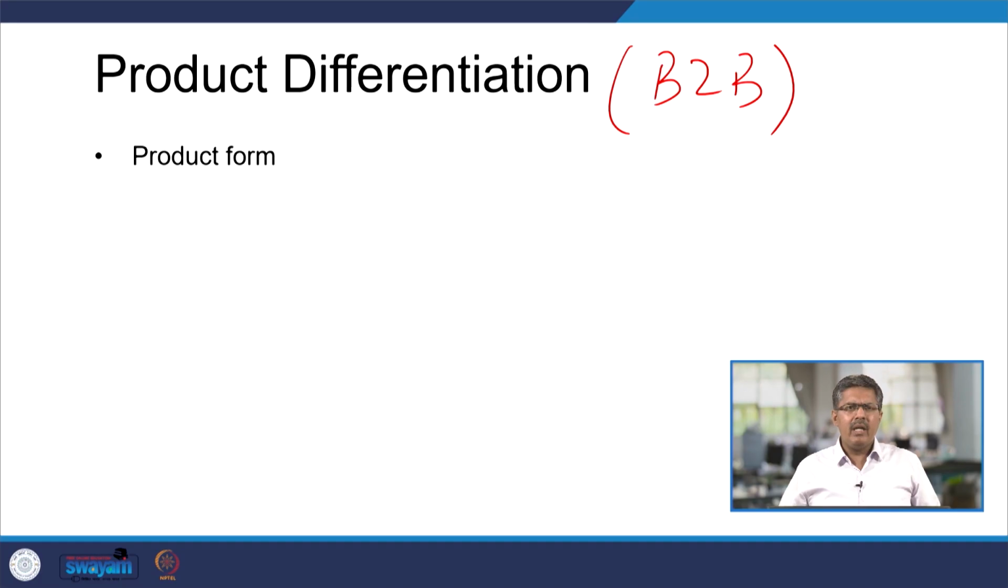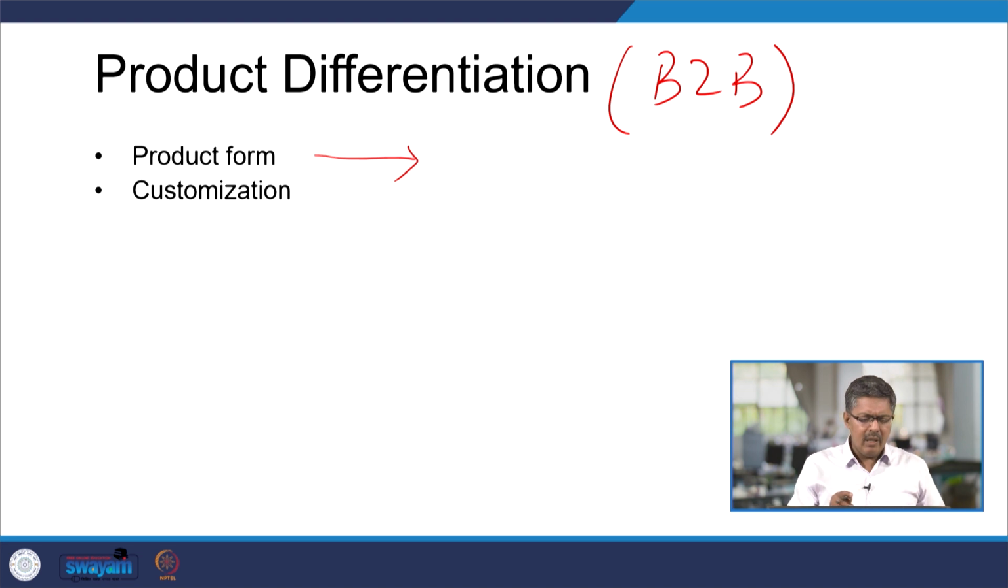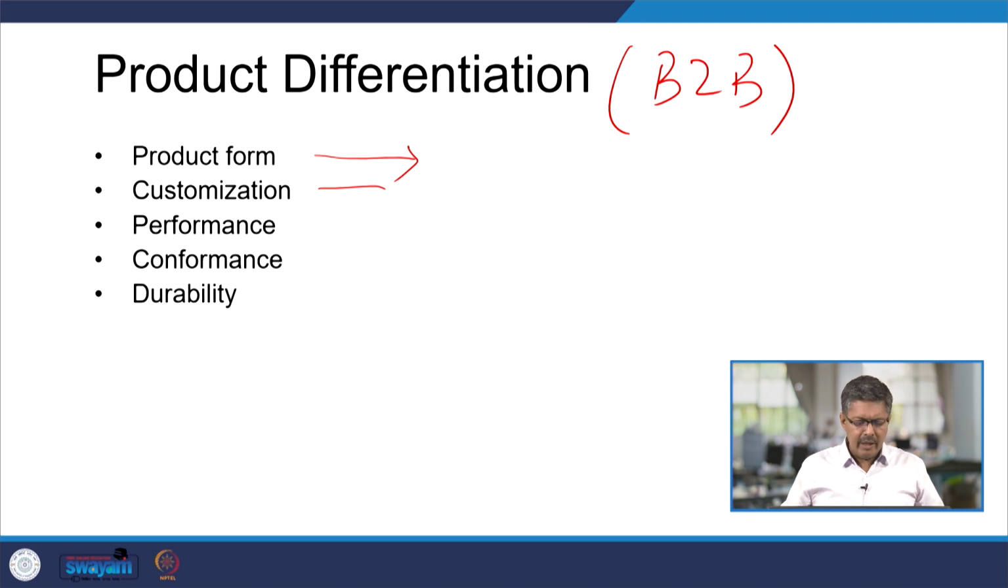So, how would you create a differentiation in your product? If you do not create the differentiation, there is no reason for people to remember you, right. Differentiation could be in terms of the product form, the design of the product, the appearance, customization, performance, conformance, durability, reliability, repairability and style.